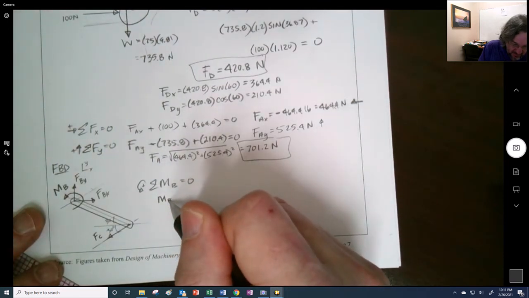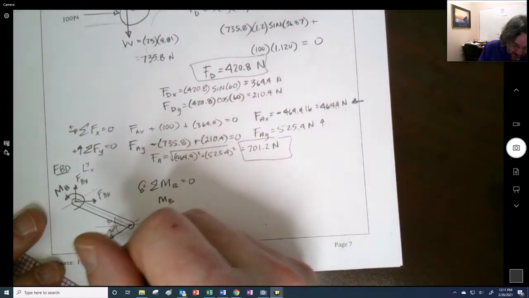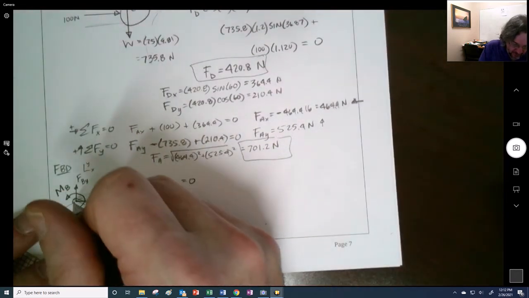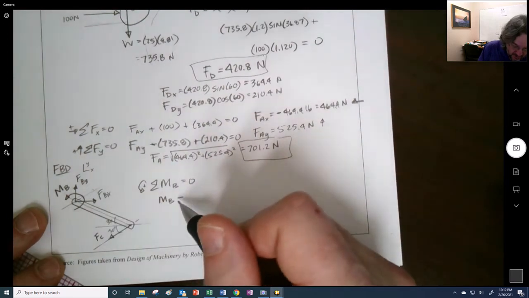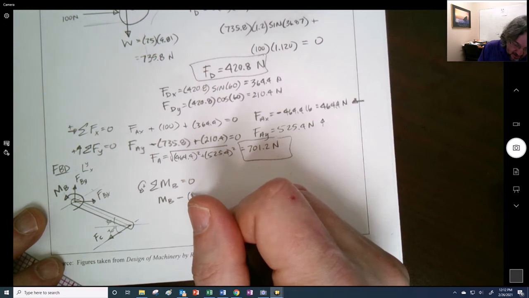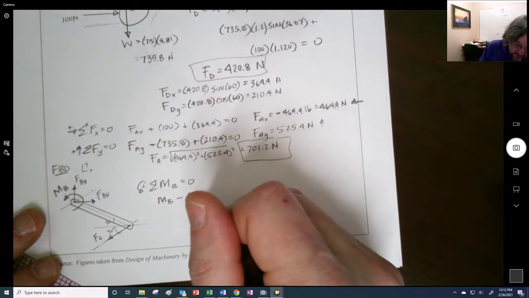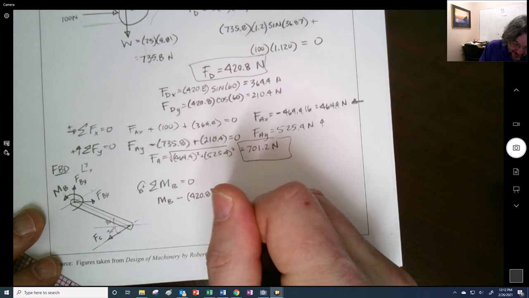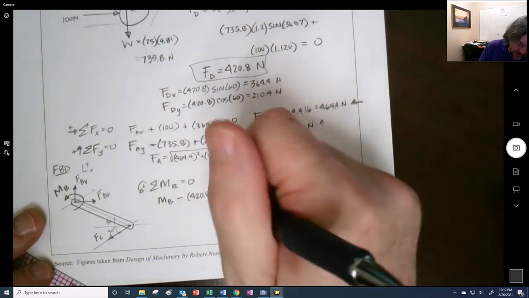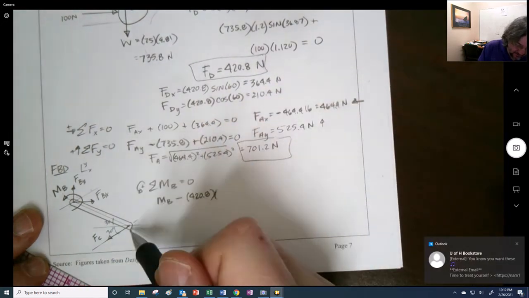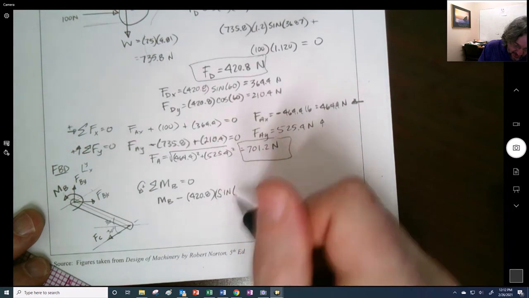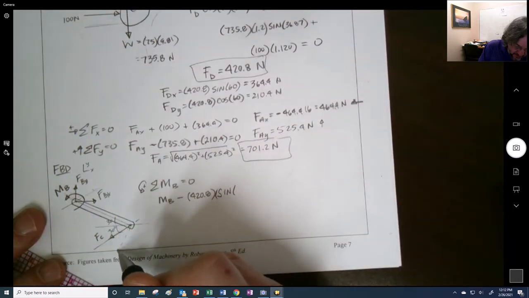So I'm going to say it's MB as drawn right there, and then this is the only force on there. These forces are eliminated because we're taking it about B. So we have that FC that's applied there that we know is 420.8 newtons right there, and the arm. So what I would do is I would only take the one that's going to be the sine of 60 right there. So it's only the stuff that's coming in the perpendicular direction right here.